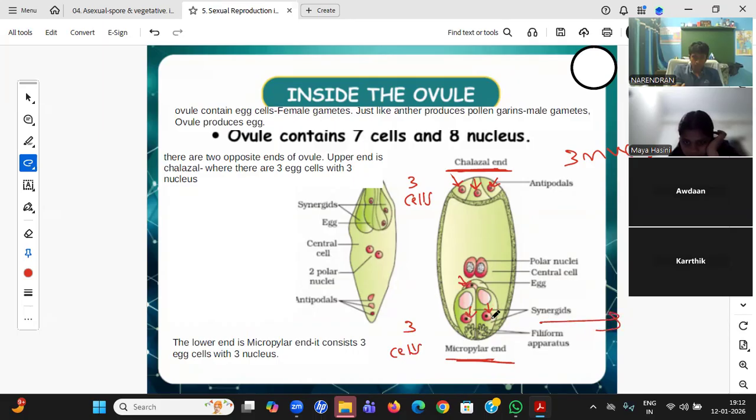How many nucleus? Each cell has one black color dot. 3 nucleus. Now, what is the total? 3 plus 3, 6 cells. 3 plus 3, 6 nucleus. Till now, everything is clarified.